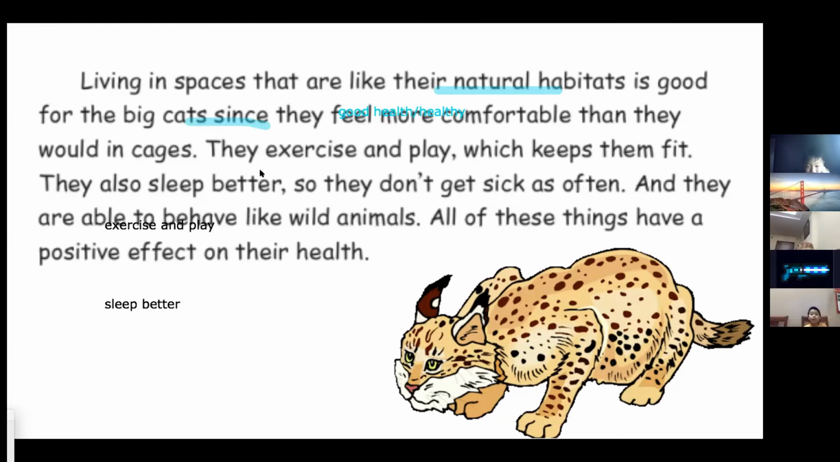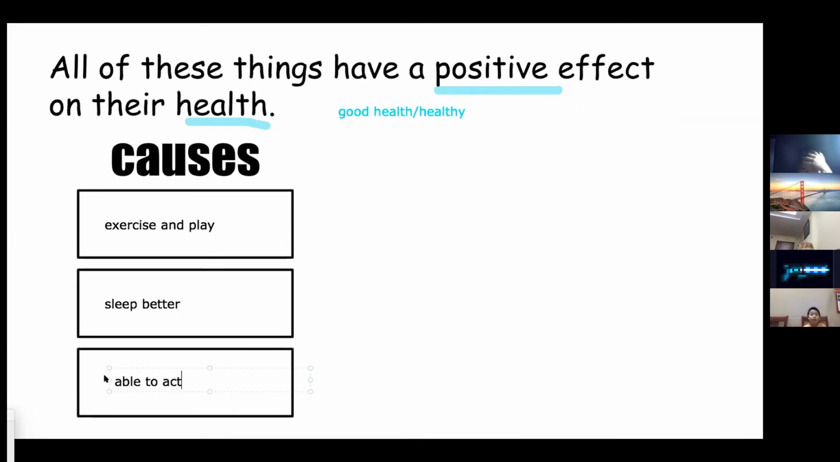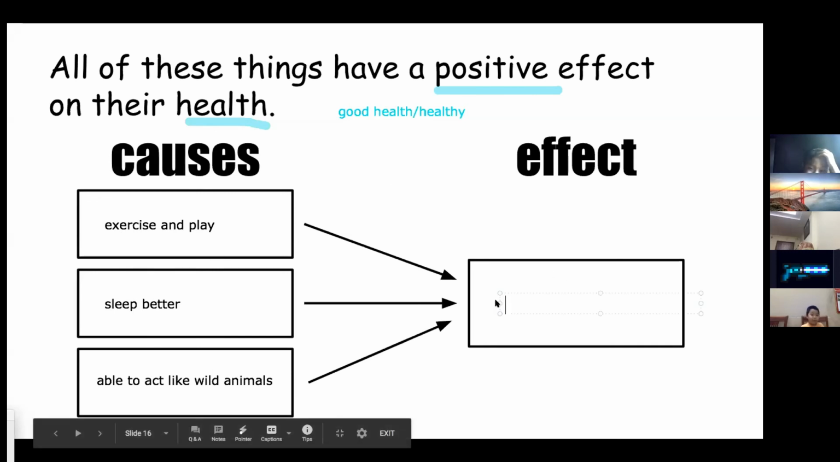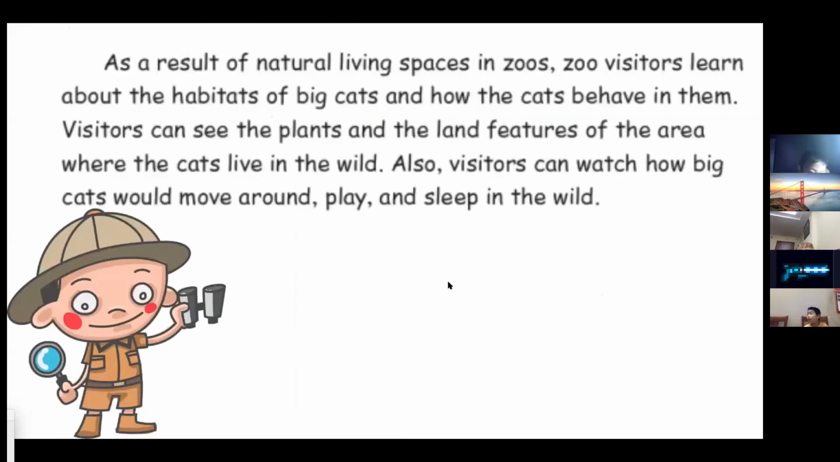Okay, so that's just our topic sentence, but we have here, they exercise and play, they sleep better, and they are able to do what? What's our last thing? They are able to behave like wild animals. Very good. They sleep better, they're able to act like wild animals. And our effect for this, so all of these causes lead to one effect, and we've already said that is that they are healthy. We'll say healthy animals. Relationship where we've had one cause with more than one effect, and now we have many causes leading to the same effect.